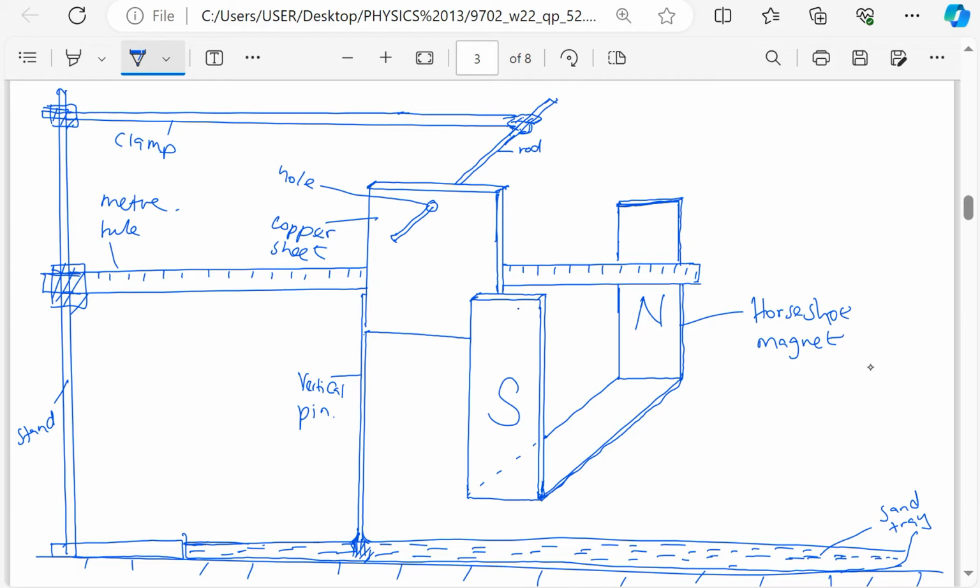Okay, I think I've tried to exhaust everything that is necessary for this experiment. I have a suspended metal copper sheet, a horseshoe magnet, a ruler, and a vertical pin from which a displacement will always be taking place. The ruler is to ensure that I always displace the copper sheet through the same distance so that I don't affect my results.